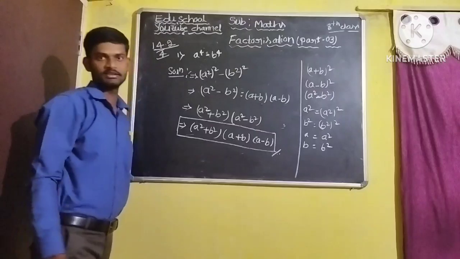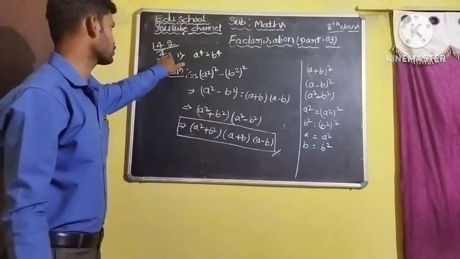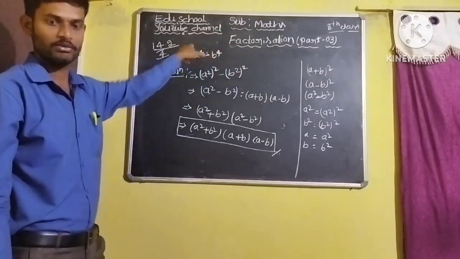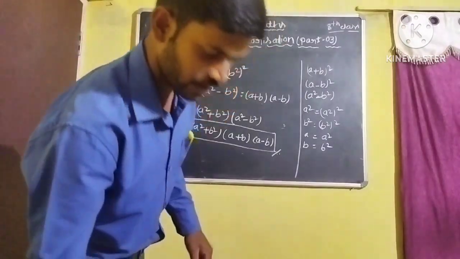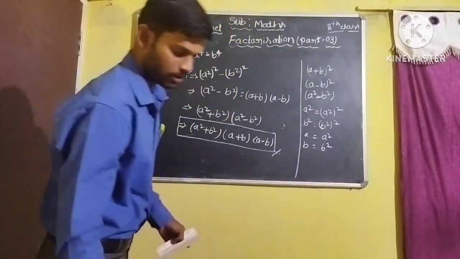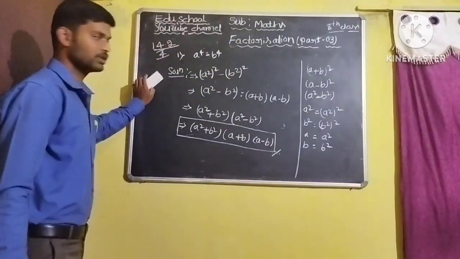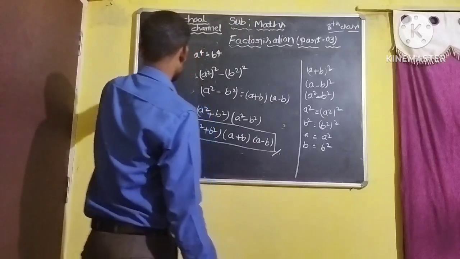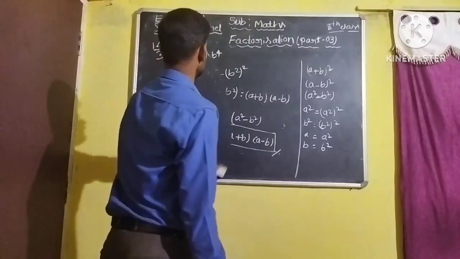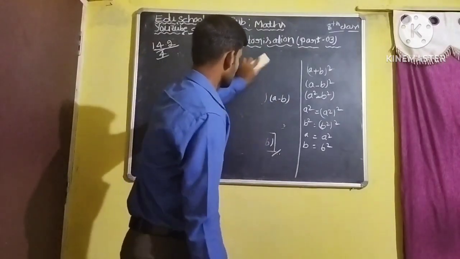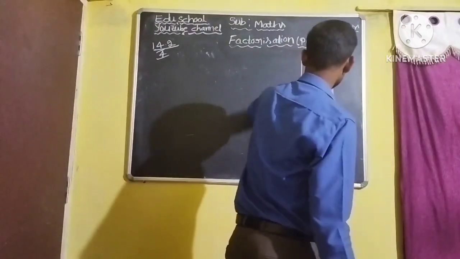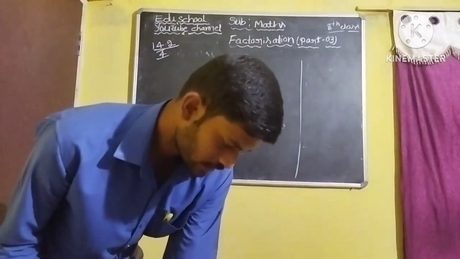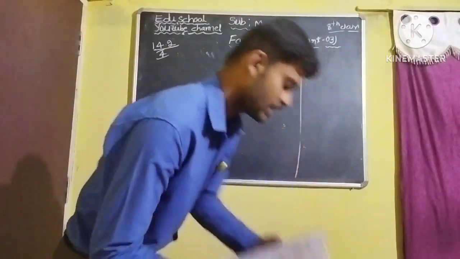Understood? It is simple. This is the fourth main first question, a to the power of 4 minus b to the power of 4. Let us move on to the second problem. What is given? Okay, second problem. What is given in the second problem?